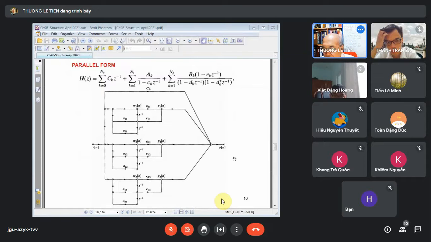Parallel form. In cascade form, we split the transfer function up into a product of multiple subsystems. How about the case of parallel form? We split the transfer function up into a sum of multiple subsystems. Cascade, a product. Parallel form, a sum. Then we sketch each of them and connect them in parallel.